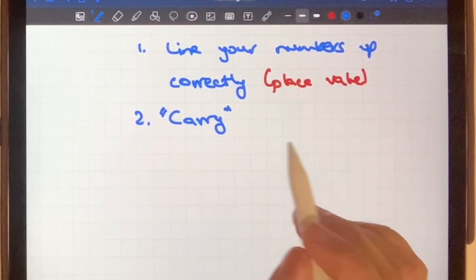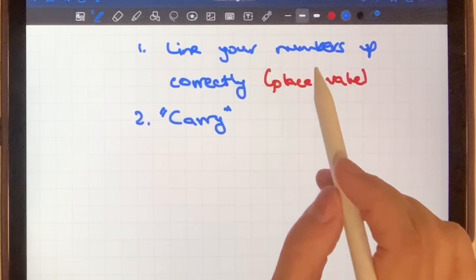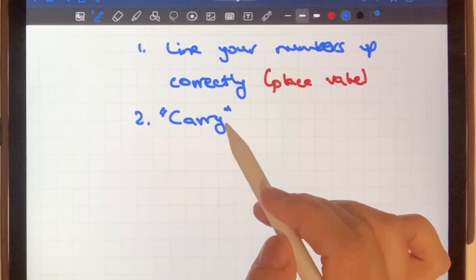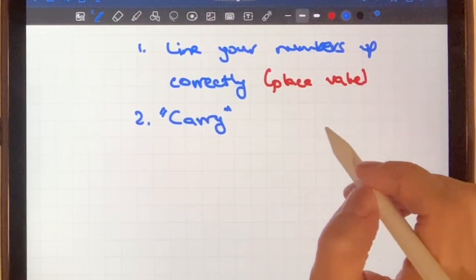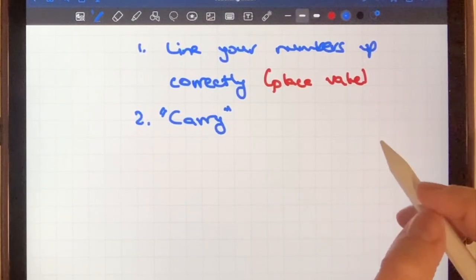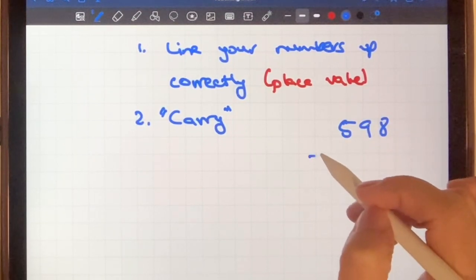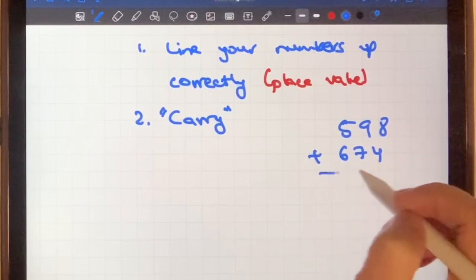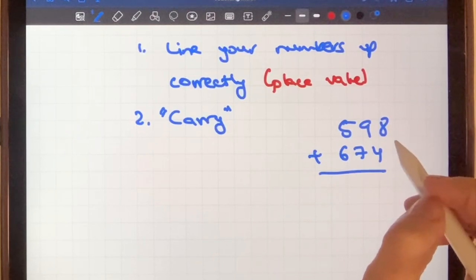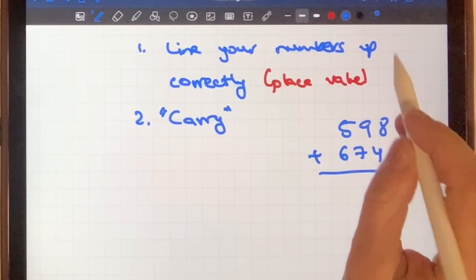And the whole concept behind carrying is that, again, it relates to your place value. So don't forget, when you're carrying, don't forget to add that with the other digits. And sometimes what I do, and I'm just going to show you using the last example where we had 598 plus 674. What I actually do when I solve these to make sure that I don't forget anything is I actually cross them out. So I say 8.